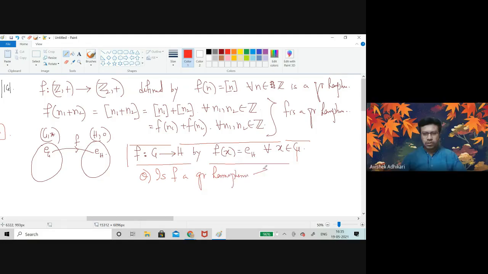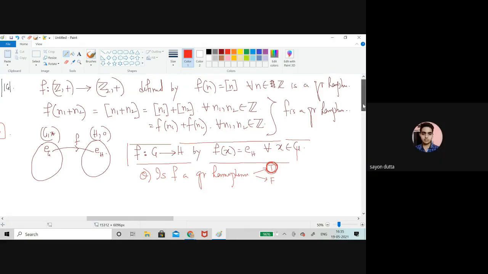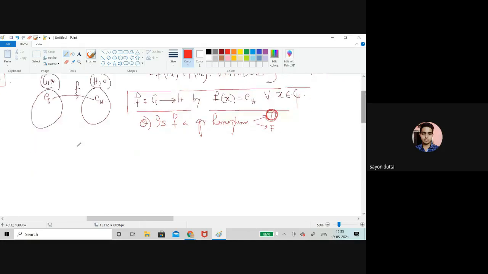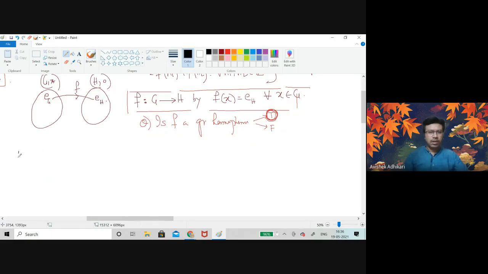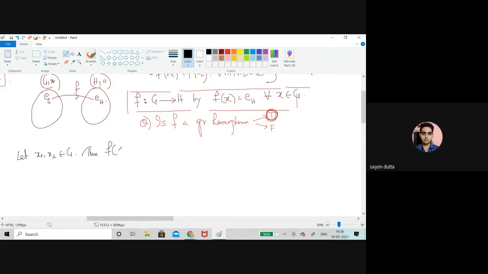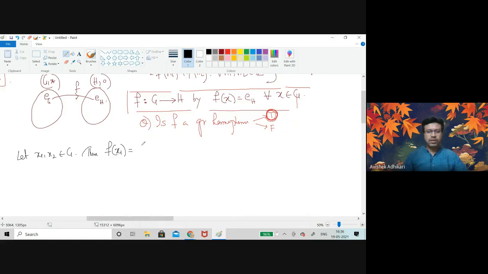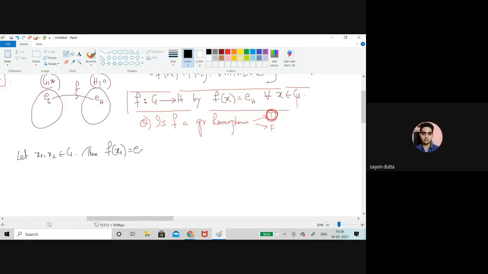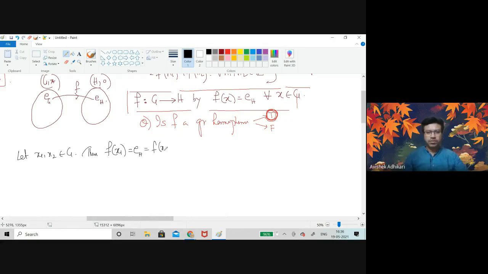Yes. Okay, somebody says true, somebody says false. Somebody says true. Okay, why? How will you define it? How will you prove it? Because if we take two elements x1 and x2 from G. Okay, very good. Let x1, x2 belong to G. Then what is the value of f of x1? E of H, same as f of x2.